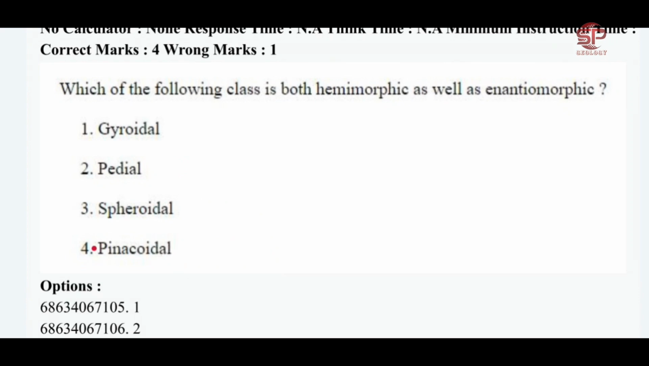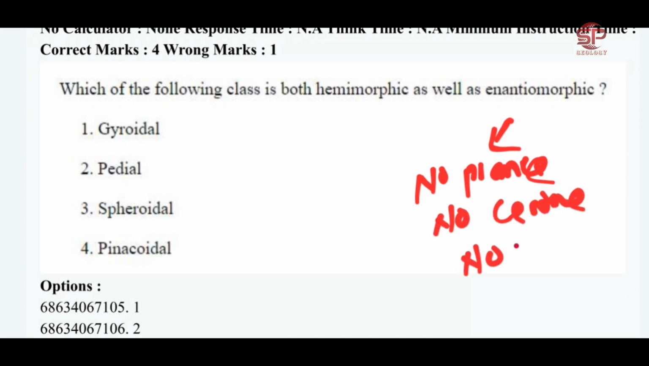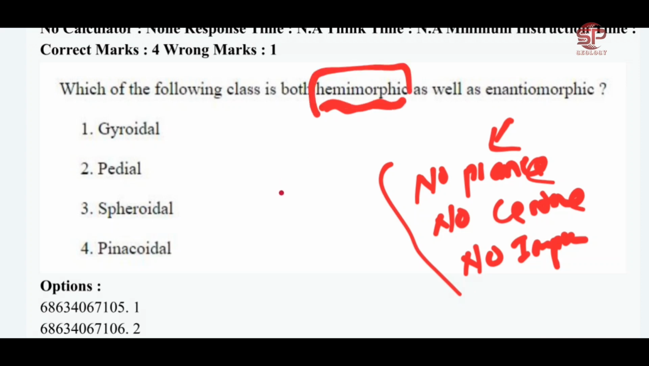Which of the following classes is both hemimorphic and enantiomorphic? Hemimorphic means it requires half the number of faces to produce the holohedral symmetry. Enantiomorphic forms do not have any plane of symmetry, center of symmetry, or improper axis. And a hemimorphic form has half the number of faces required to show the complete symmetry.